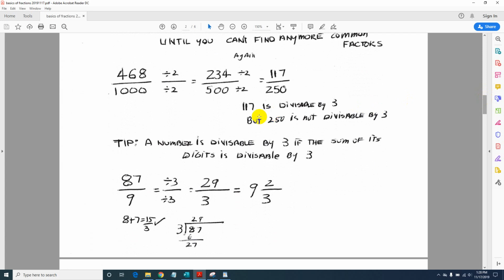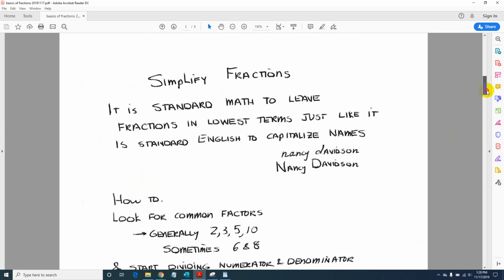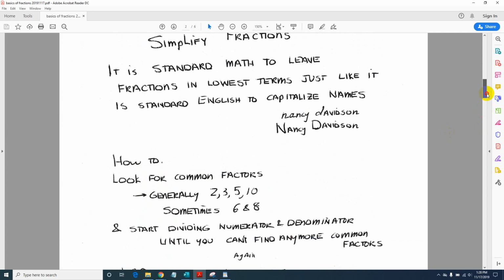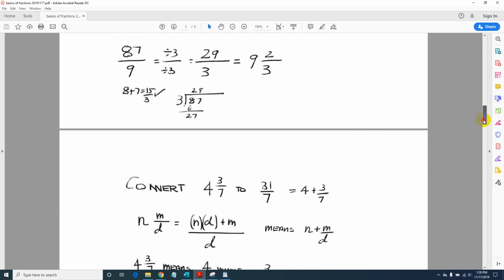Okay, it's a really useful tip to be able to quickly tell if a number is divisible by 3. You add up the digits, and if the digits are divisible by 3, then the number is divisible by 3. For example, if you look at this improper fraction, 87 over 9, 9 is divisible by 3, so you ask yourself, is 87 divisible by 3? So you add the 8 and the 7, you get 15. 15 is divisible by 3, so 87 is divisible by 3, so you can divide both numerator and denominator by 3, and you simplify it. Okay? So that's simplifying fractions. You must leave fractions in simplest terms, otherwise you may get a point off, and you may not get an E on that question. That would not be good.